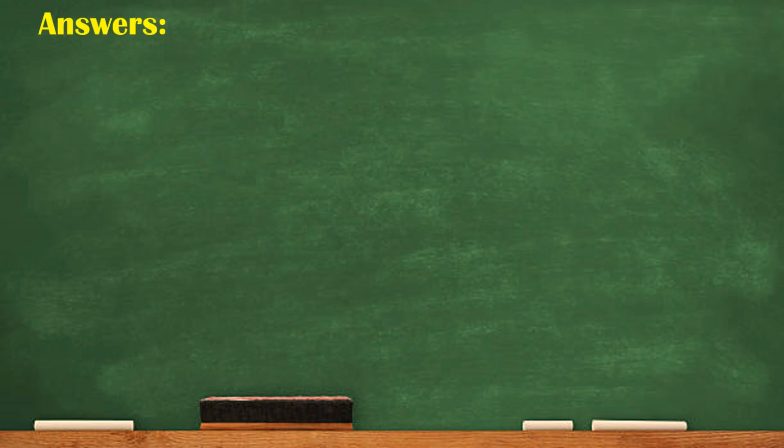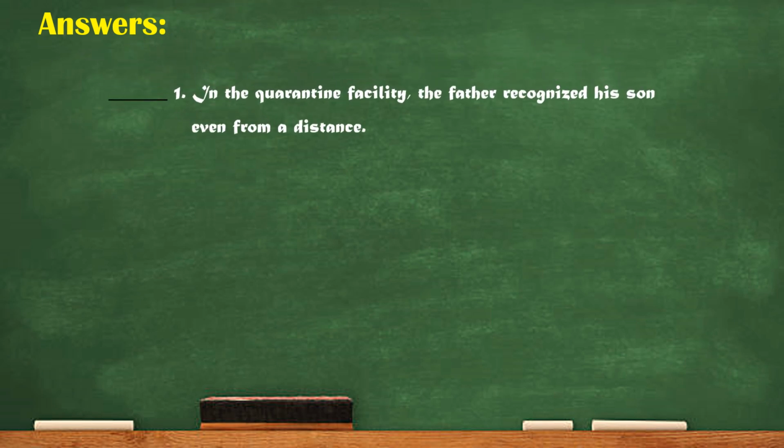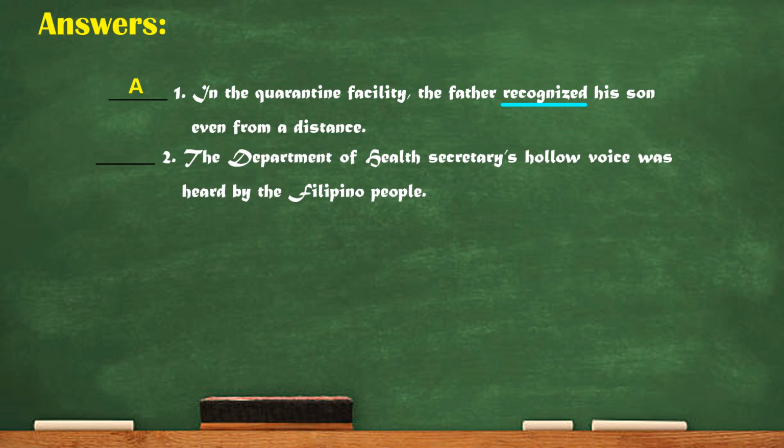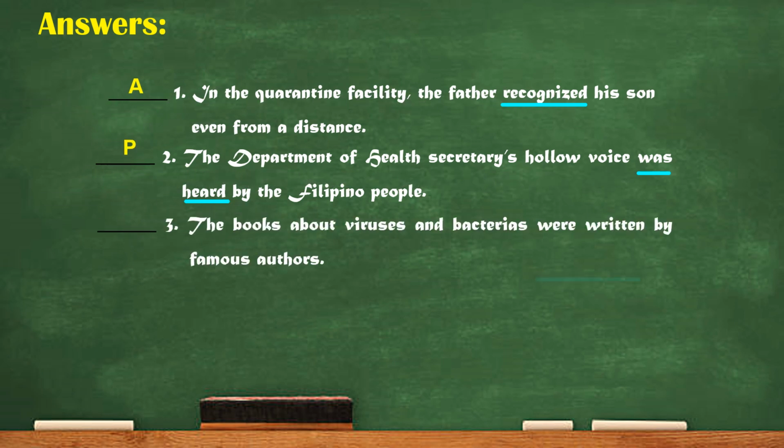Let's have number 1. In the quarantine facility, the father recognized his son even from a distance. Correct. The verb is recognized and the sentence is in the active voice because the subject father is the one doing the action. For item number 2, the Department of Health Secretary's hollow voice was heard by the Filipino people. The verb is was heard and it is letter P or in the passive voice. What about number 3? Yes, the verb is were written and it is a passive voice.